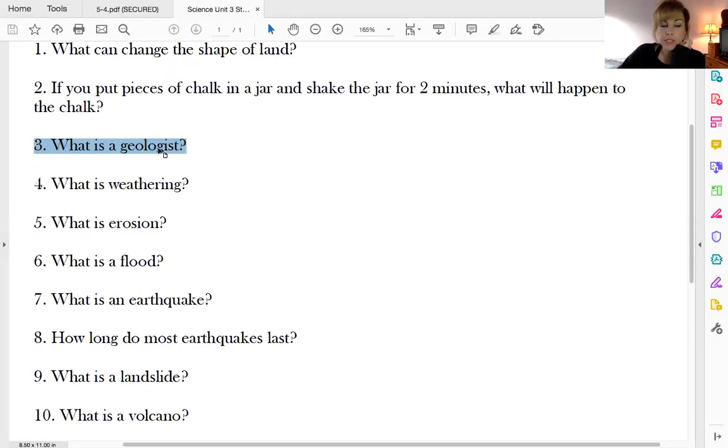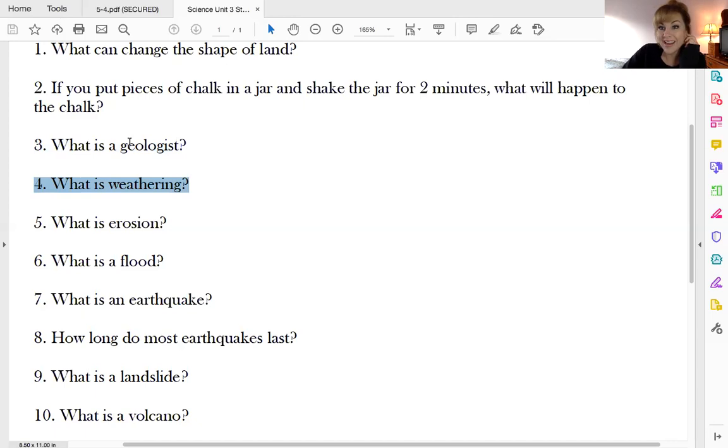Okay, so what is a geologist? Now, on page 23, it talks about a geologist, and this is my definition of a geologist. If you would like to use my definition, I think it's going to be helpful. I put, a geologist is someone who studies Earth and its materials. And actually, if you look on page 23, that's the very first sentence. Okay.